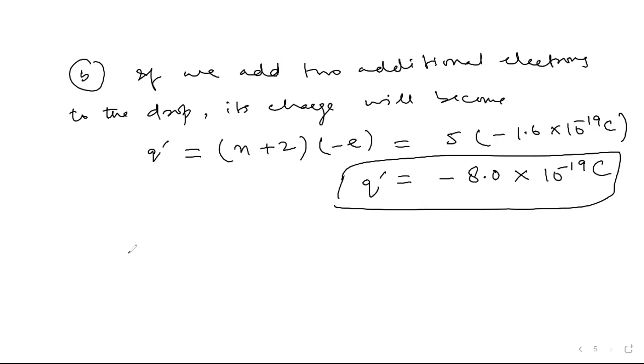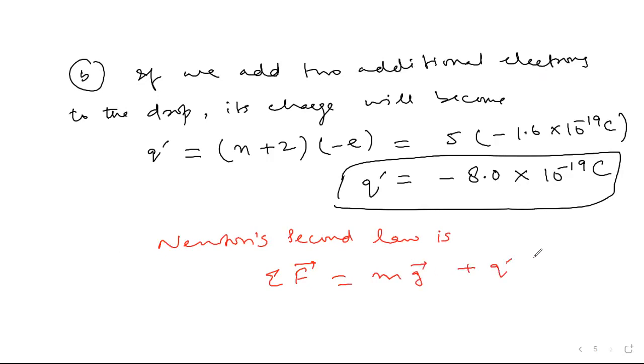Now we have to solve for the acceleration. Therefore, we will make use of Newton's second law. Net force is equal to mass into acceleration. So let us write that. Newton's second law is: the net force acting on the drop, which is the vector sum of two forces, mg plus q prime E, must be mass times the acceleration.